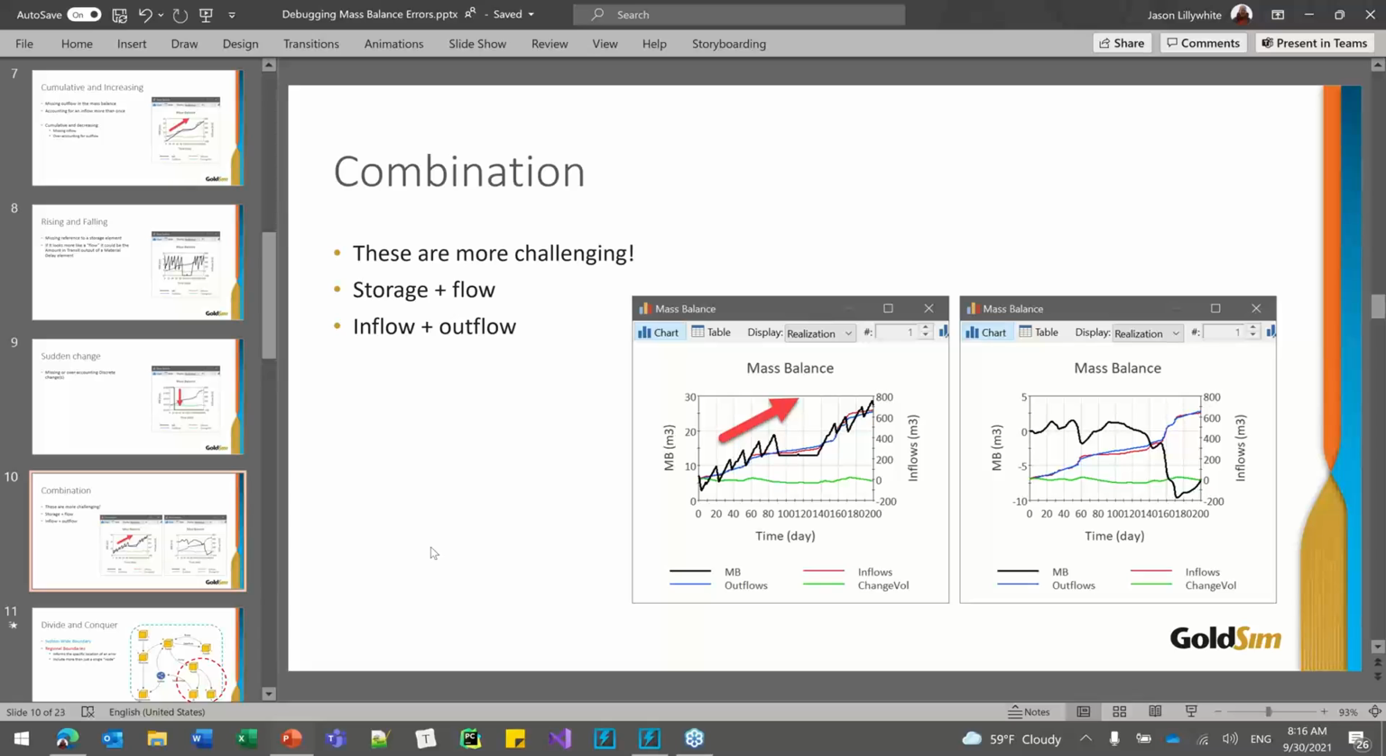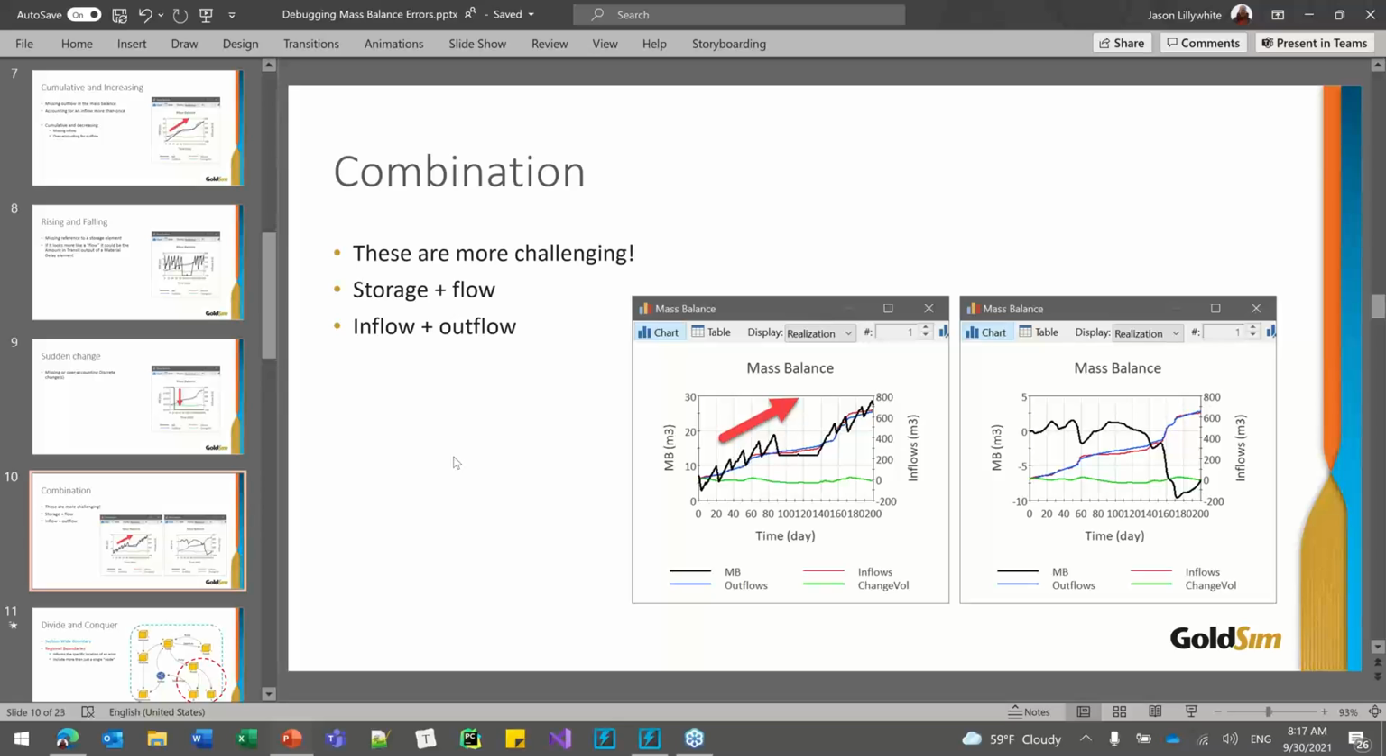So using the clues that we saw before in some of those previous graphs, if you have a situation where it is trending upward or trending downward, like we see in this plot on the left, but also moving up and down as it goes, then that would tell you that you've got a combination of over accounting inflows or missing an outflow in combination with not accounting for some storage element in there.